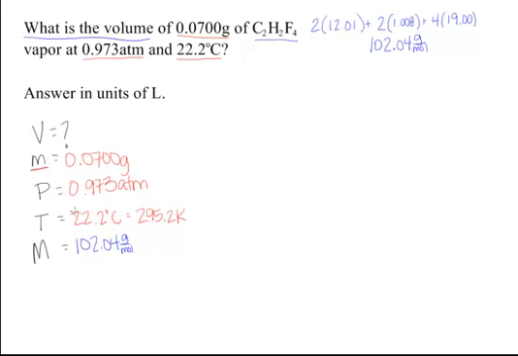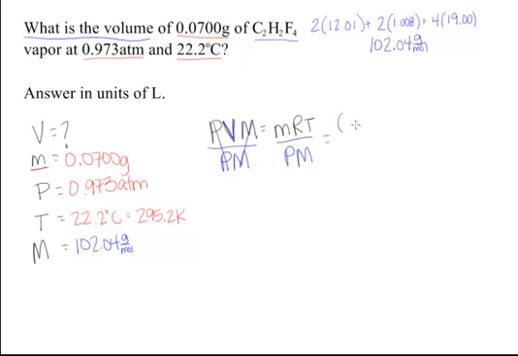So I'm going to write out my formula. PV big M equals little m RT. And I am solving for volume. So I'm going to divide both sides by pressure and molar mass so that my pressures cancel and my molar masses cancel. And now I can plug in my values.